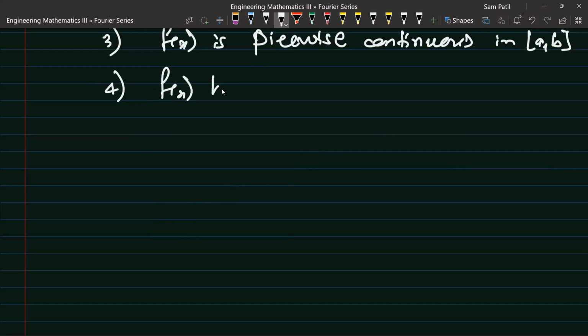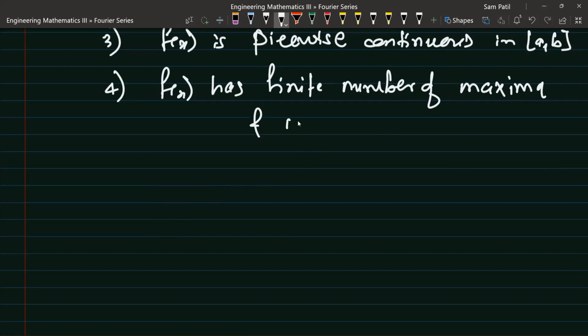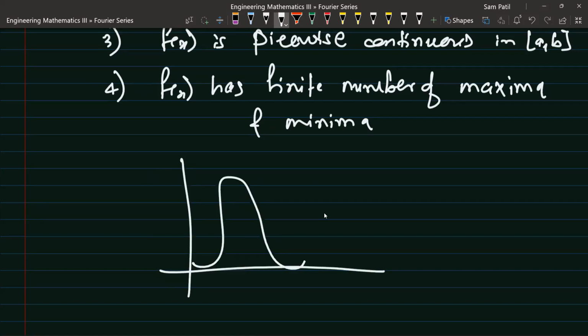f(x) has a finite number of maxima and minima. What are maxima and minima? Local maximum, local minimum. These are concepts I think you have seen in your previous courses. So let me shortly explain this. Suppose this is the graph of the function, like this. If you observe, this function has some finite maxima and some finite minima.